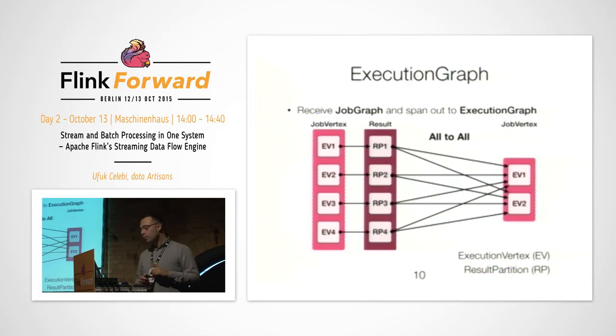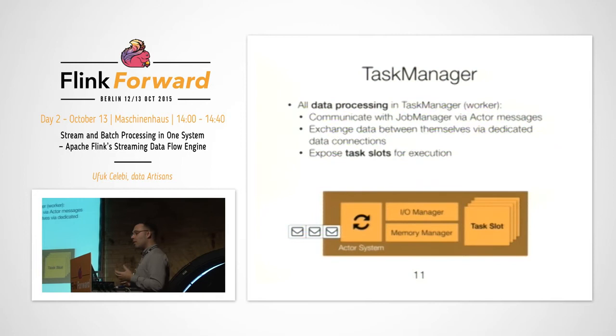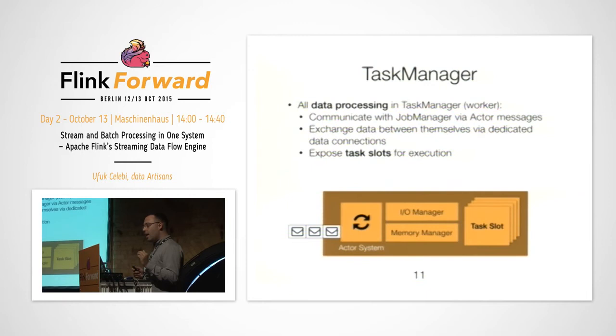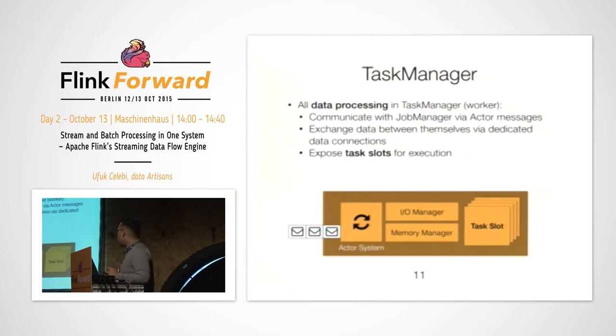So now we have the parallel execution graph, and we want to execute it. Execution happens on the task manager. The task managers are the beefy processes who do all the work. And they also communicate with the job manager via actor messages. But they also have their own dedicated data connections for the data exchange during the execution. So the question actually now is, how do we get from the job manager execution graph to the task managers? What you see here is that each task manager exposes one or more task slots, and the job manager can schedule tasks in these task slots.